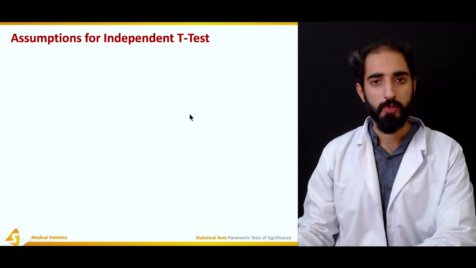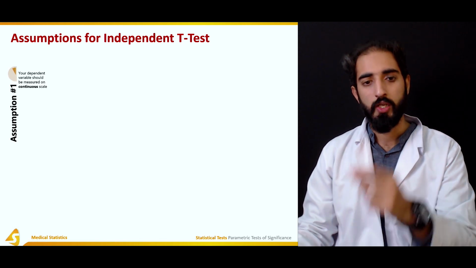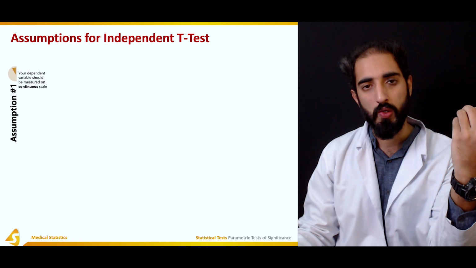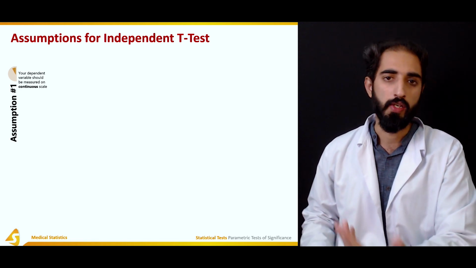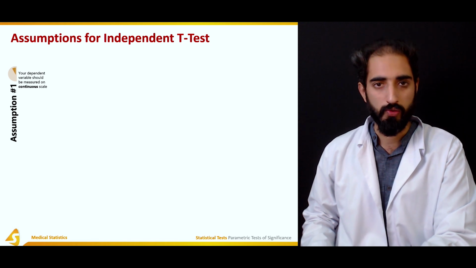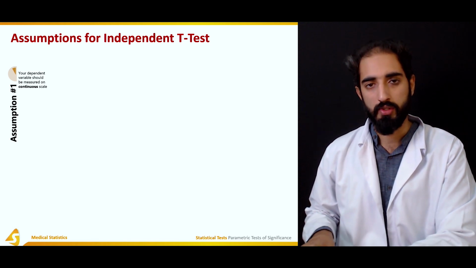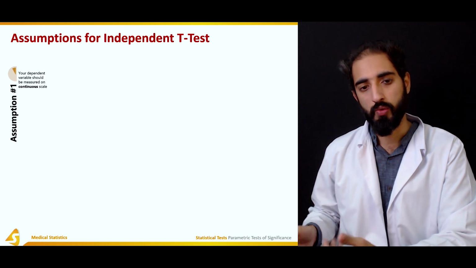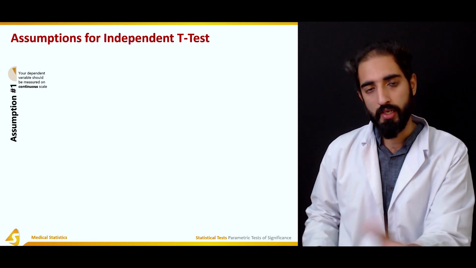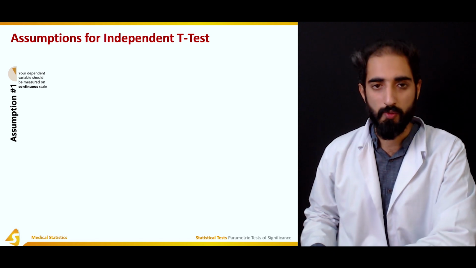What are the assumptions for the independent t-test? First of all, your dependent variable should be measured on a continuous scale. For example, if I was talking about pain, the visual analog scale is a continuous scale, so I can use it. But the numeric pain rating scale is discrete, so that is not continuous. So the visual analog scale would be suited for assumption number one.